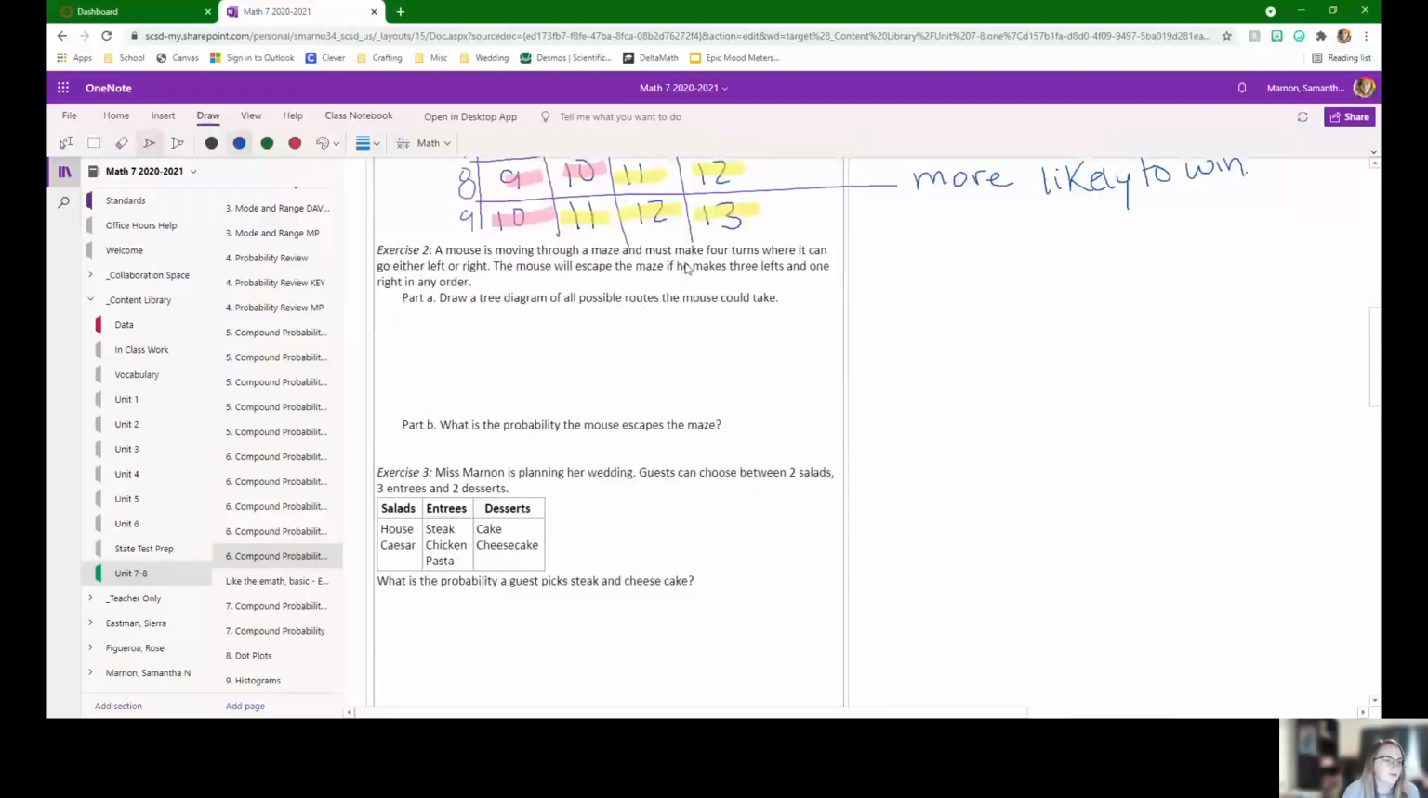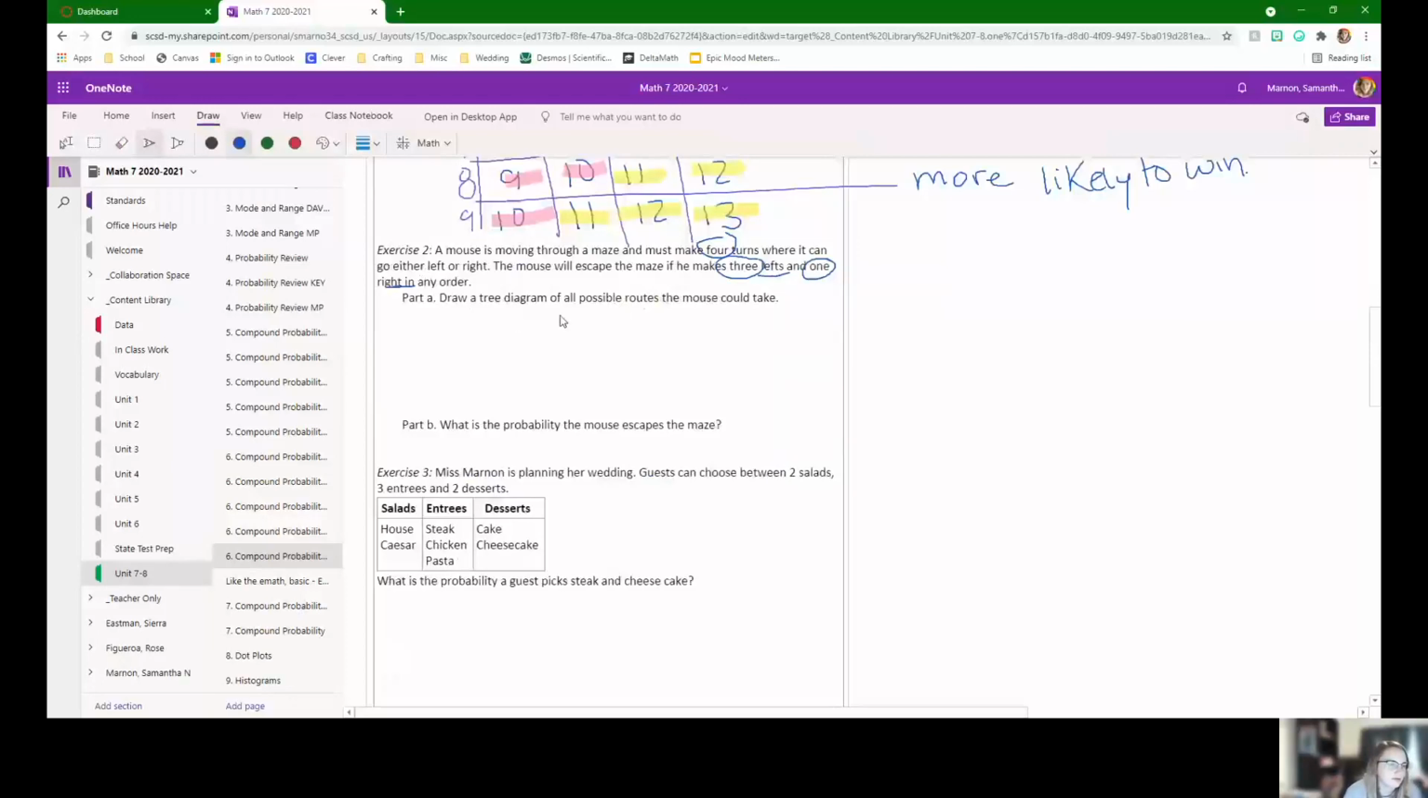Exercise 2. A mouse is moving through a maze and must make 4 turns where it can go either left or right. So go left or right again, left or right again, left or right again. The mouse will escape if he makes 3 lefts and 1 right in any order. So he could go left, left, left, right. He could go left, right, left, left.